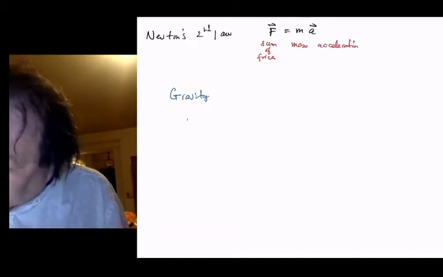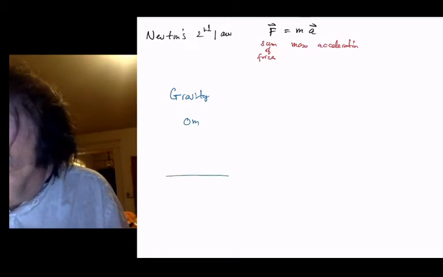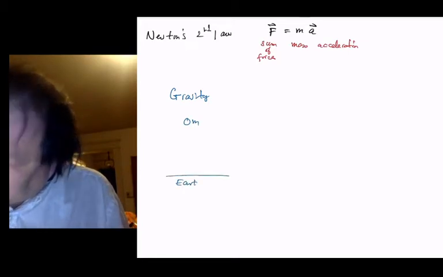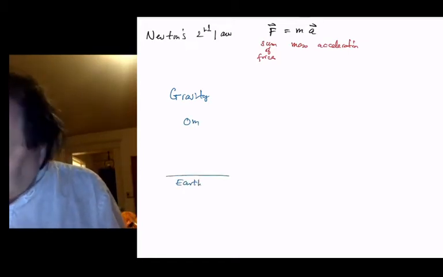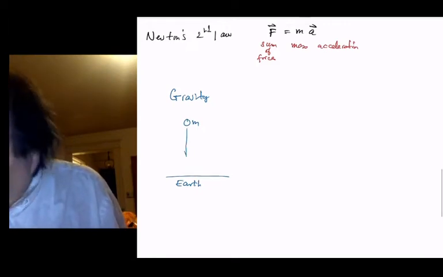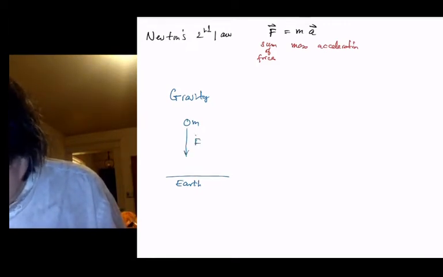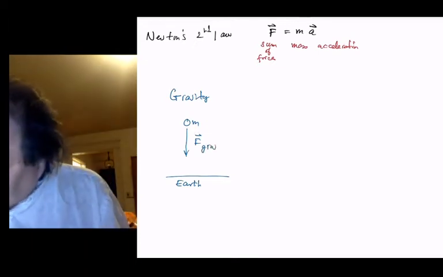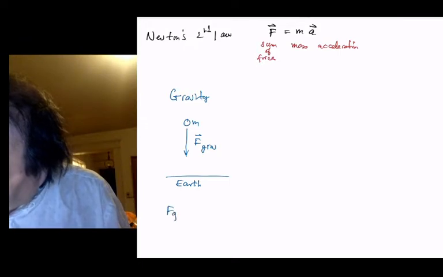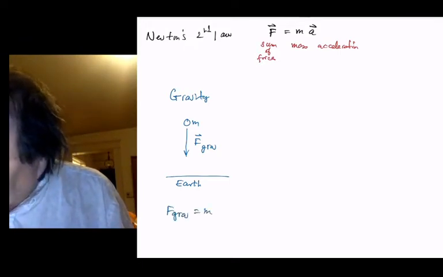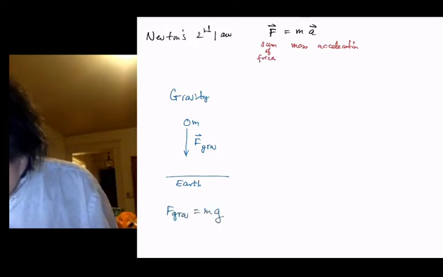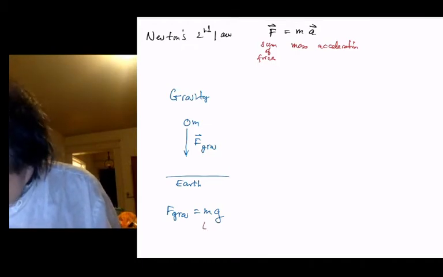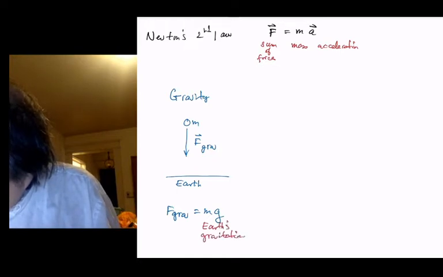And here's a little ball. Here's the Earth. And the gravitational force, you know, the ball is downwards towards the Earth. And the arrow then means that the force has a direction. And the magnitude of the force is the mass times the gravitational constant, Earth's gravitational constant.